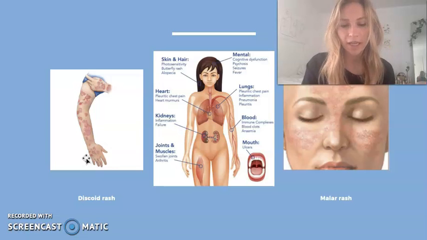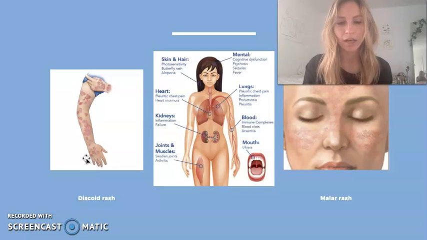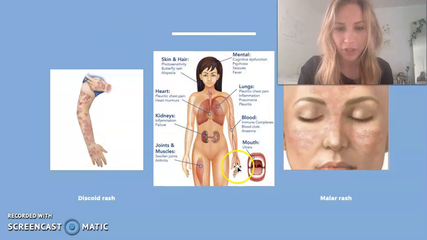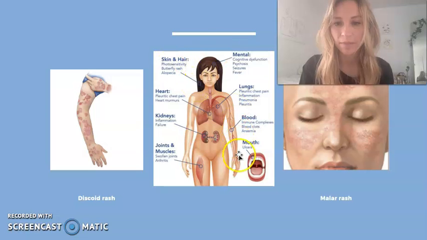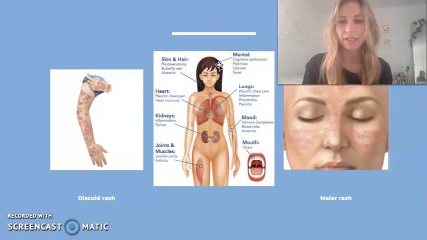However, in systemic, it can affect all the other parts of the body as well, like I said, so the middle picture points out a few of the symptoms that it can cause there, and I'll cover these later.